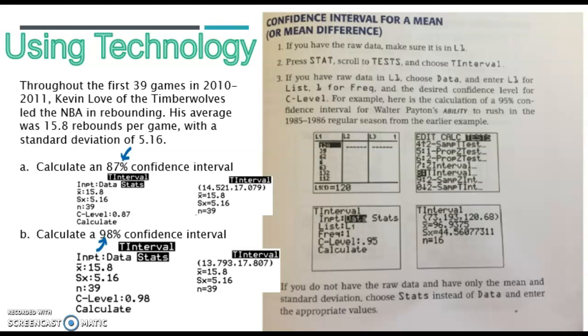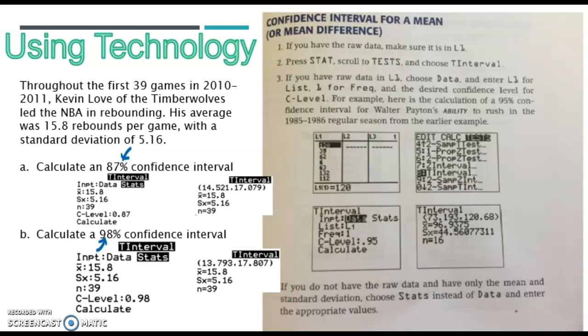So here we go. Question is, throughout the 39 games, 2010-11 season, Kevin Love of the Timberwolves led the NBA in rebounding. His average was 15.8 rebounds per game with a standard deviation of 5.16. All right, so over here to the side, they got directions for you. So what you're going to do is press the stat button. You're going to arrow over to the test, which we don't get too much, and scroll down to the T interval, which is option number 8, or you just hit 8. Okay, it'll get you there a little faster.